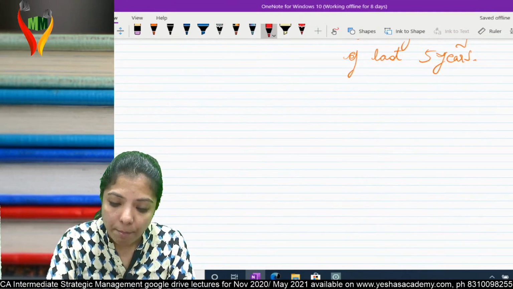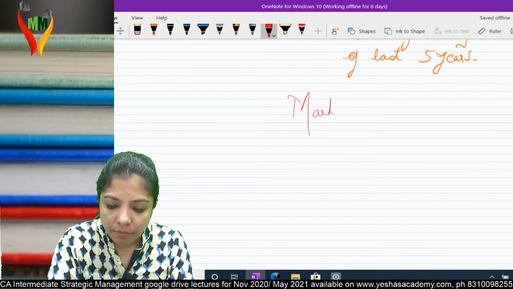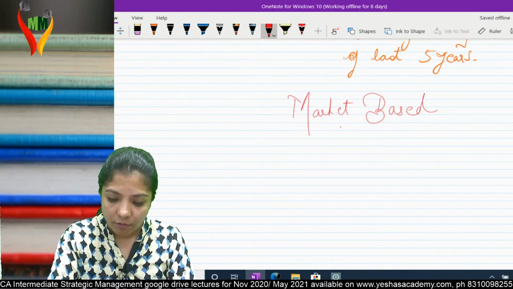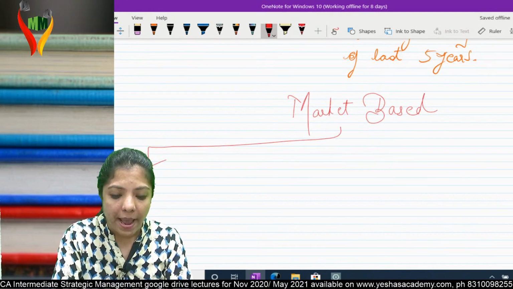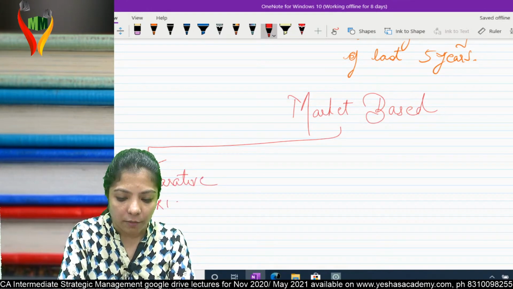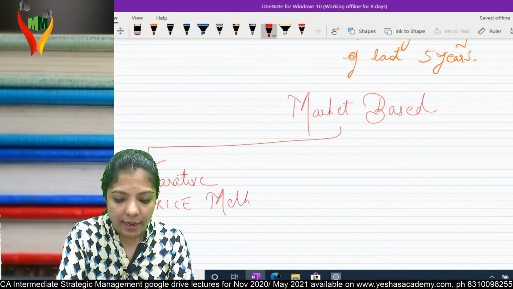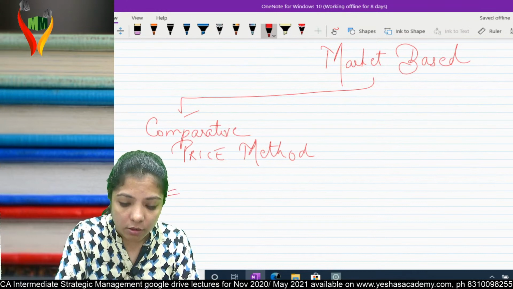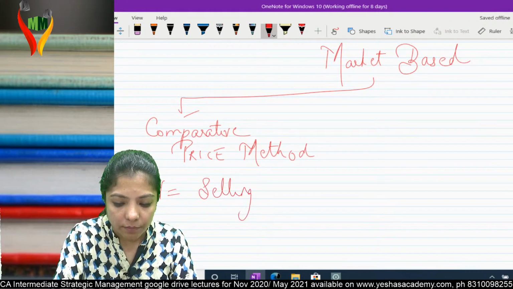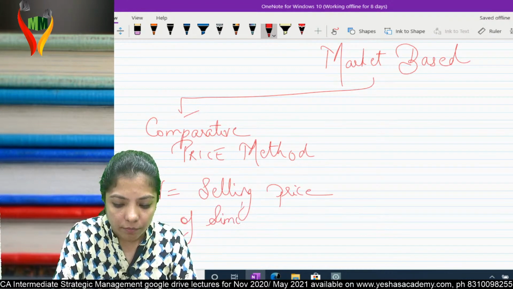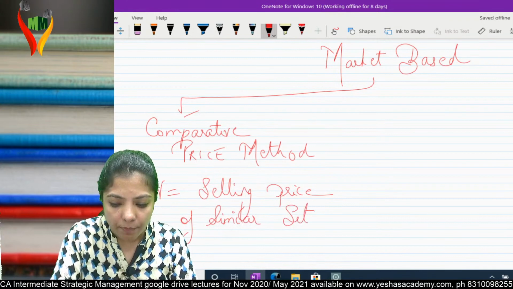What's the third method? Market based method. Market means market outsider. In that, the first method is comparative price method. What is comparative price method? Your net worth is equal to the selling price of a similar situated company.